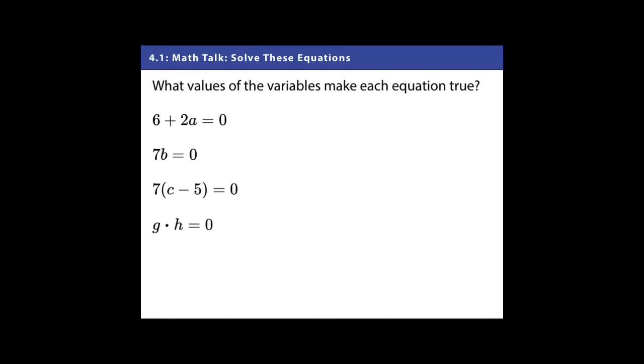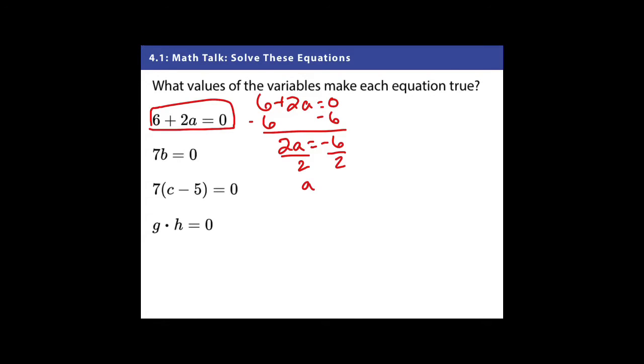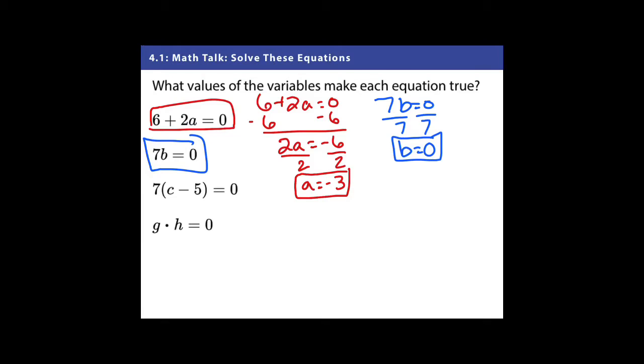So for this first one, if you do 6 plus 2a equals 0, and then subtract 6 from both sides, you get 2a equals negative 6, divide by 2, you get a equals negative 3. For the second one, 7b equals 0. If you divide by 7, 0 divided by 7 is 0, so b equals 0.